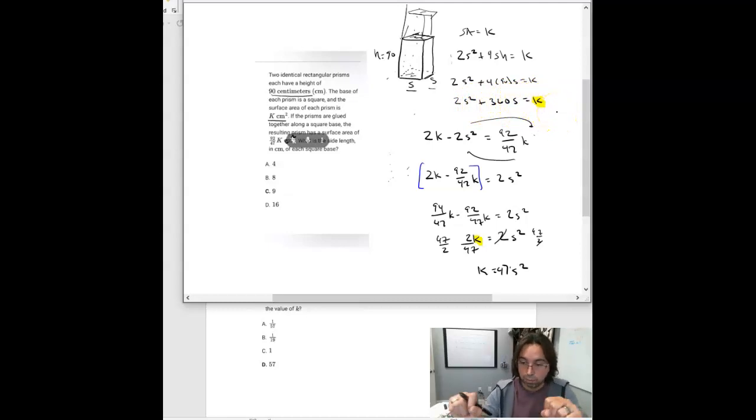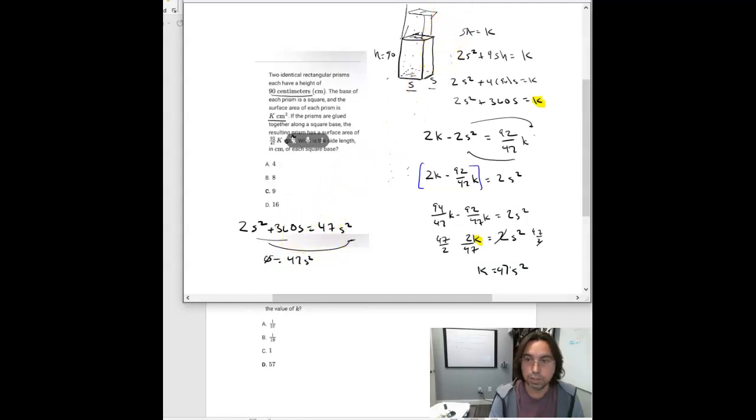So now I can couple those together. I can couple the surface area of this one to the surface area of both of them together to solve for s. And so now I've got 2s squared plus 360s equals 47s squared. What I want to do is move both of these pieces over. I'm going to get left with 0 equals 47s squared. Well, actually, I'm subtracting 2s squared, so that's actually going to give me 45s squared. So that's going to give me 45. I think I'm wrong.